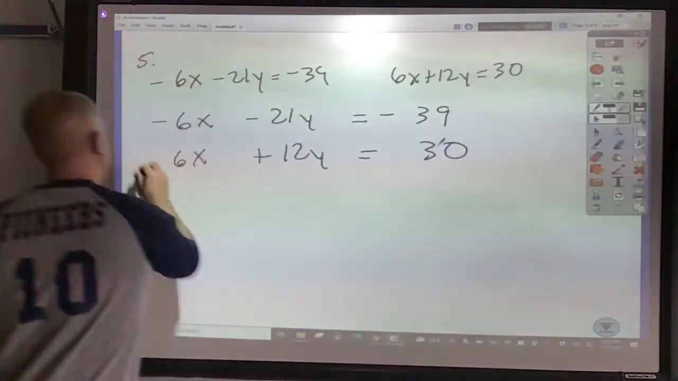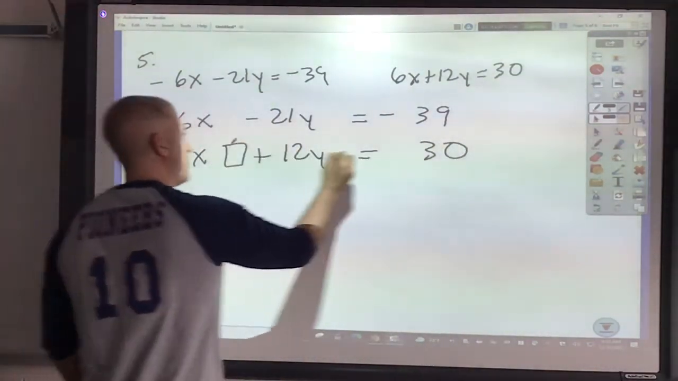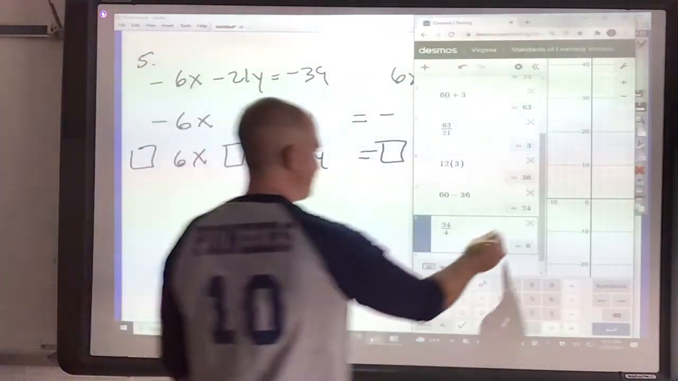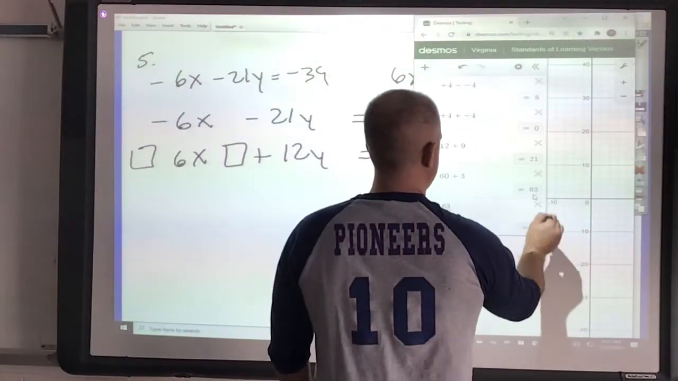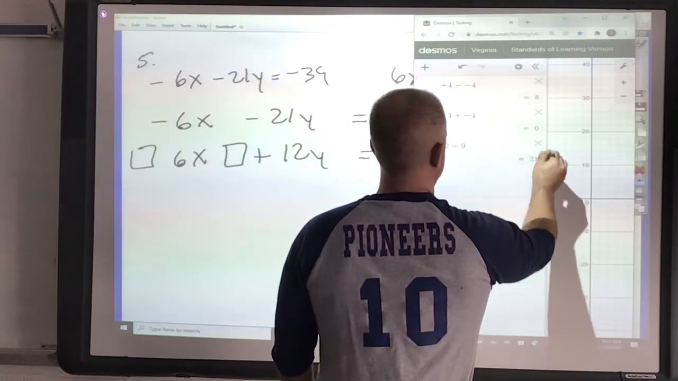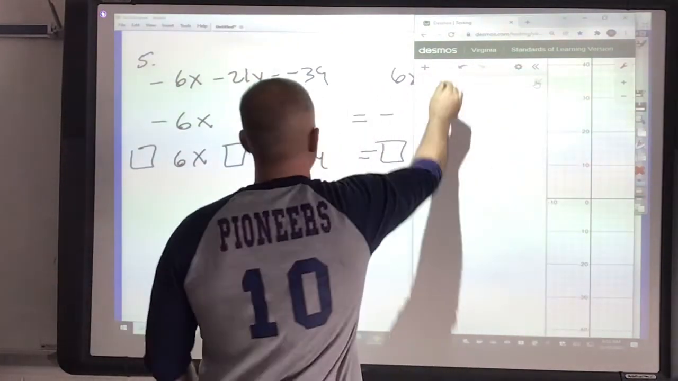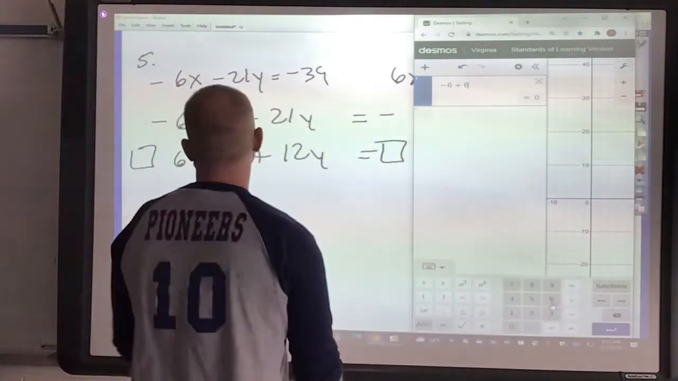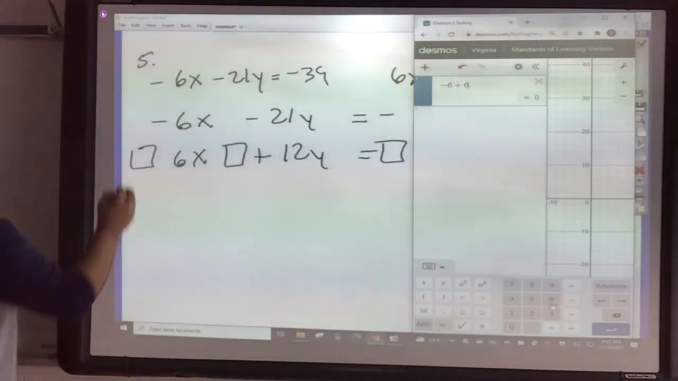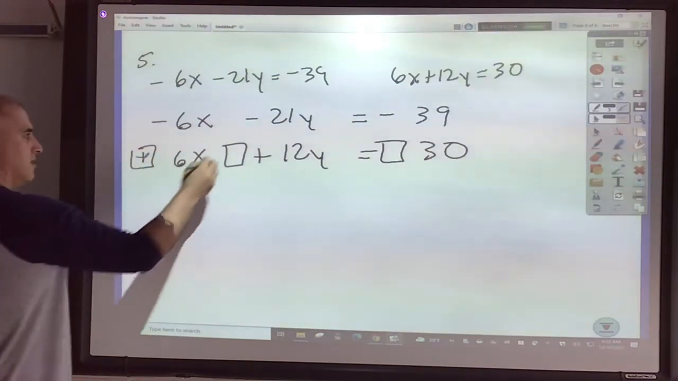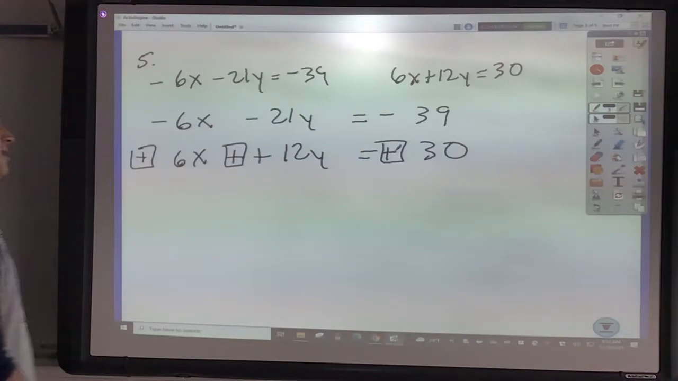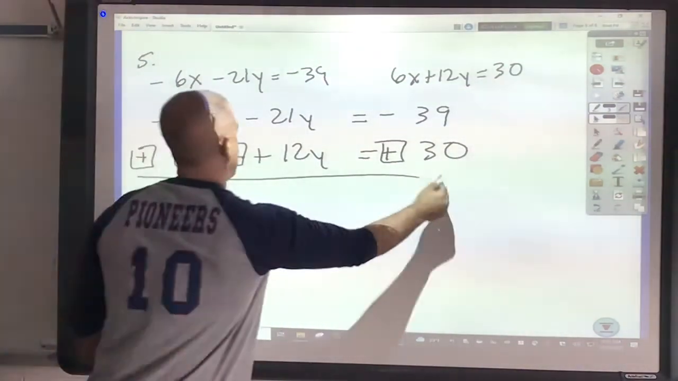All right, leaving space, I want to figure out what operation I have to put in here. Let's say I try negative 6 plus 6. Okay, and that ends up working. So I put the plus right here. Plus and plus. So we know that one goes away.